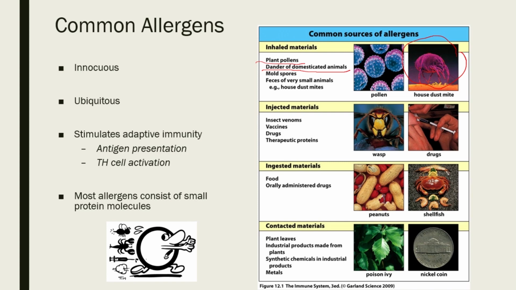And these allergens can stimulate the adaptive immune response, through some of the processes that we've talked about previously, such as antigen presentation and Th cell activation and all that. Now there are other examples here on the graph.